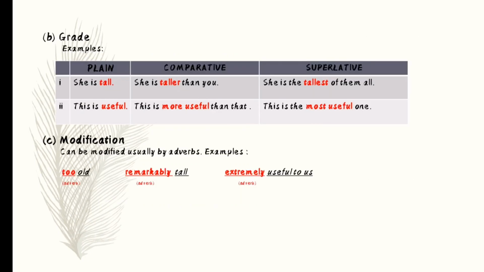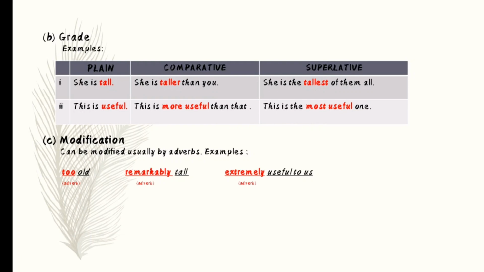2. Grade. Inflect for grade, showing a contrast between plain, comparative, and superlative forms. For example, in plain, she is tall. In comparative, she is taller than you. In superlative, she is the tallest of them all. For the second example, this is useful. This is more useful than that. This is the most useful one.